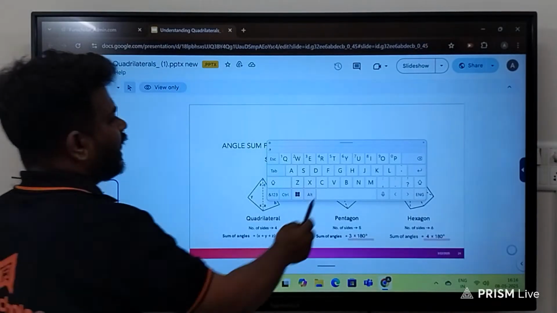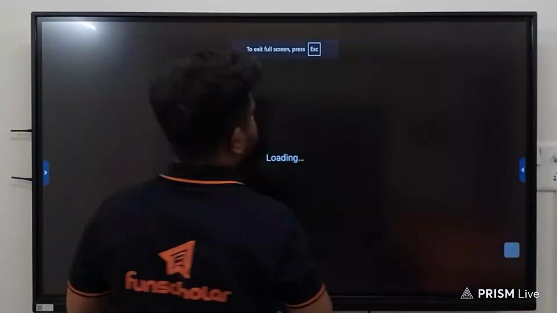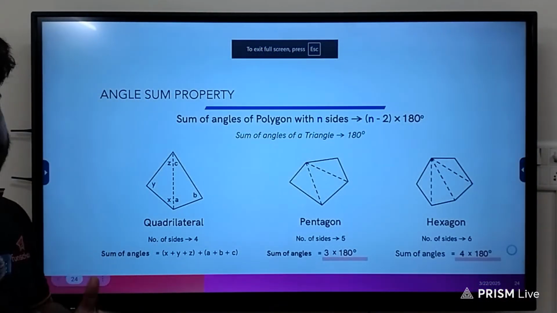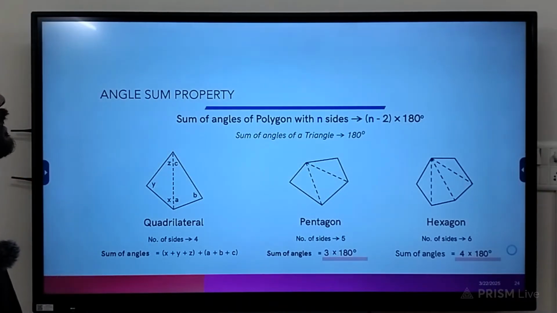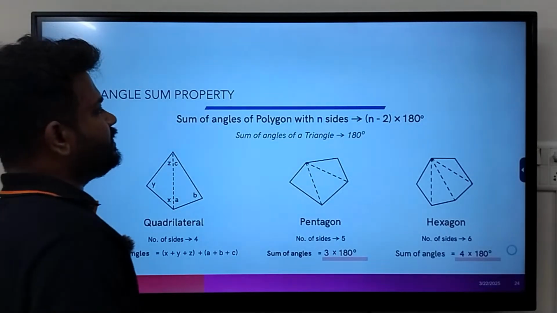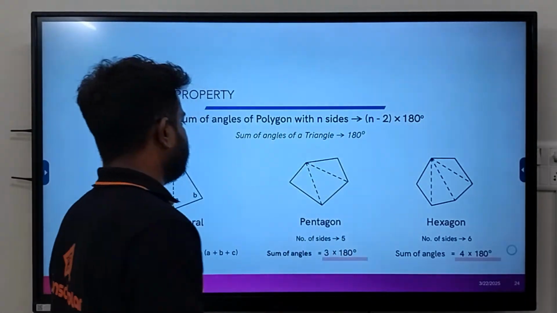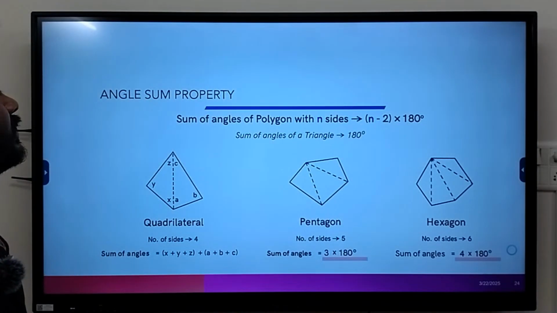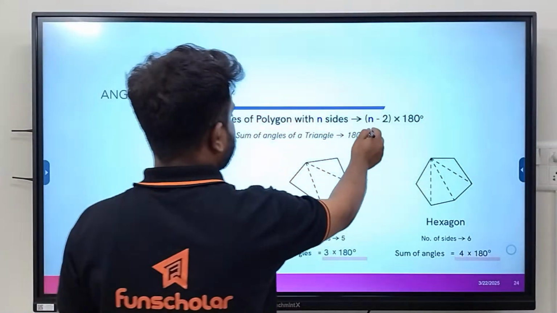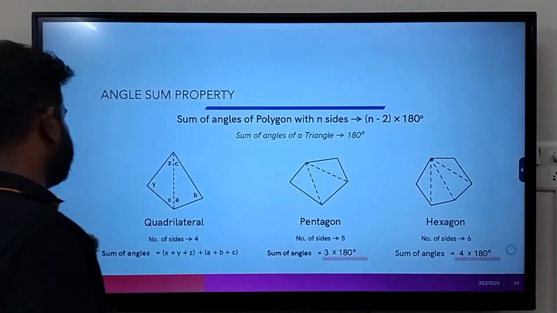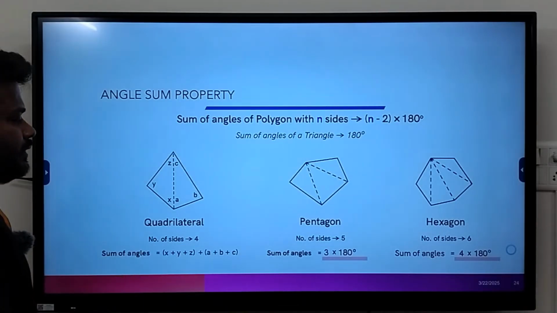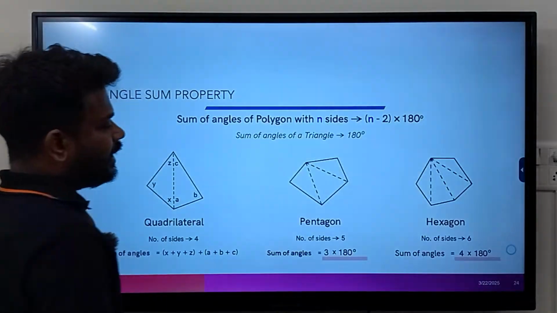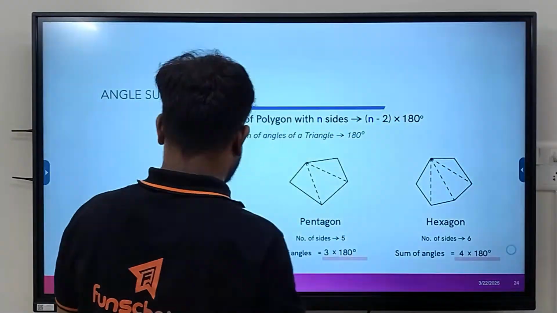Let's recap the angle sum property a little bit, because I haven't played that video yet. The sum of angles of a polygon with n sides is (n minus 2) into 180 degrees. The sum of angles of a triangle is 180 degrees. We already know that. So for a quadrilateral, the sum of angles will be like this. For a pentagon, the sum of angles will be like this, and a hexagon will be like this.